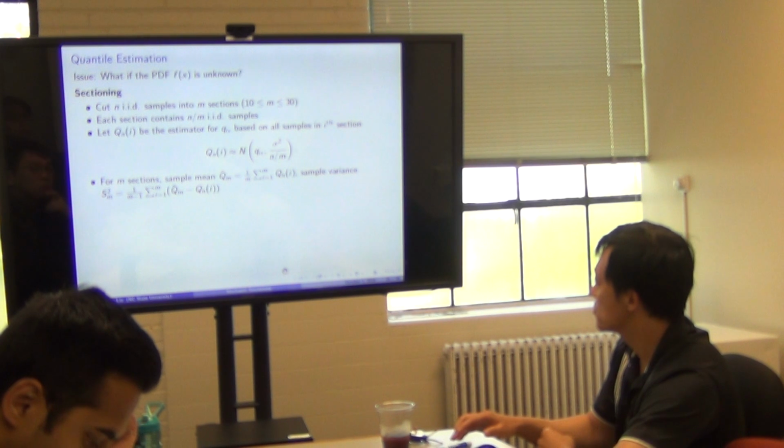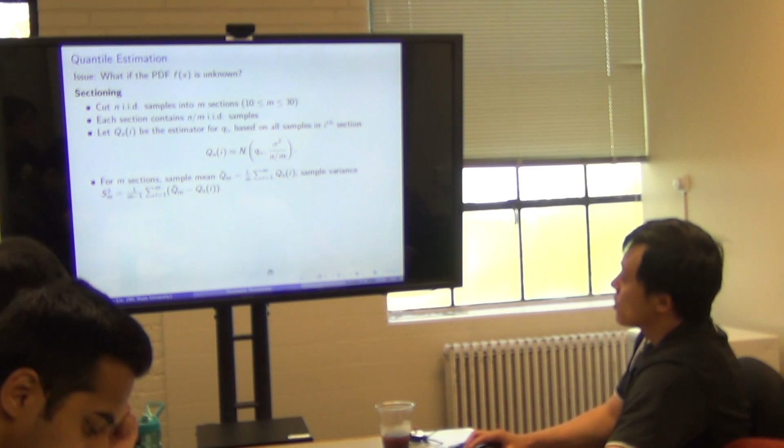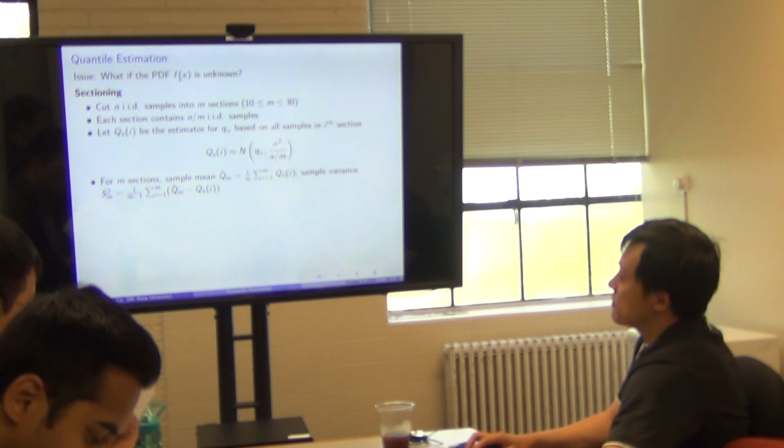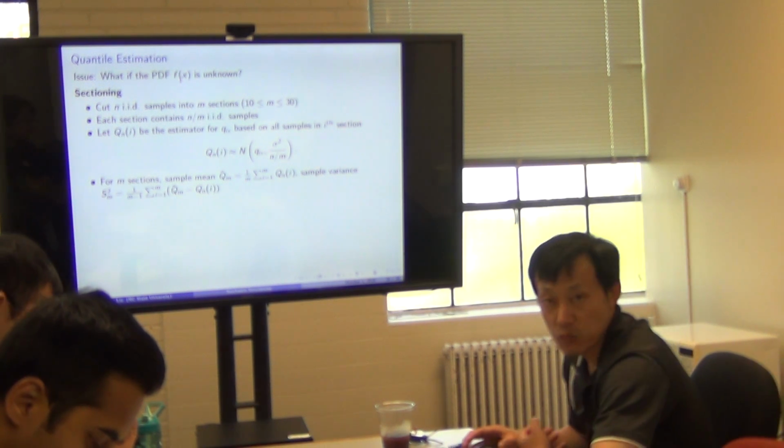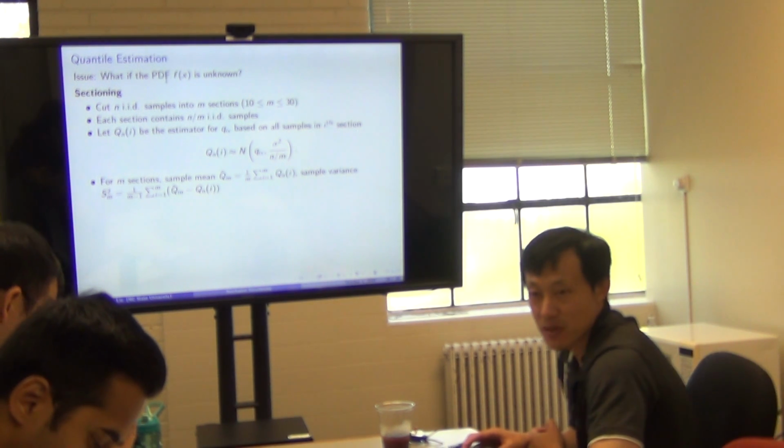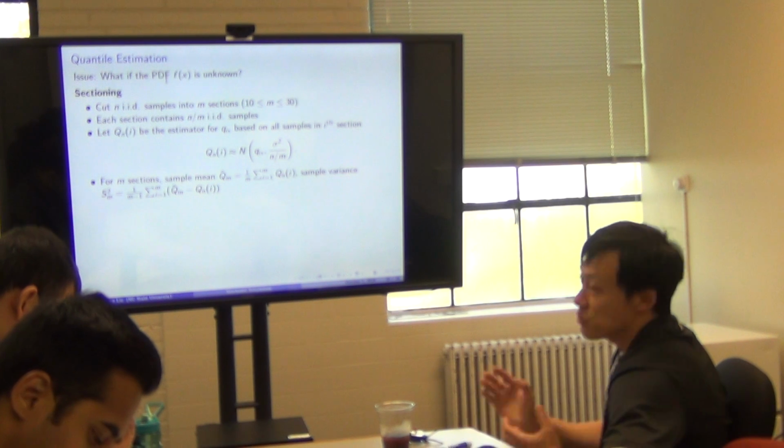I'll just finish this page, then we should stop. Okay. Issue, right? What is the PDF? Small f is unknown, which is most of the case, right? In most practical cases, we don't know the PDF, because you don't even know the CDF.